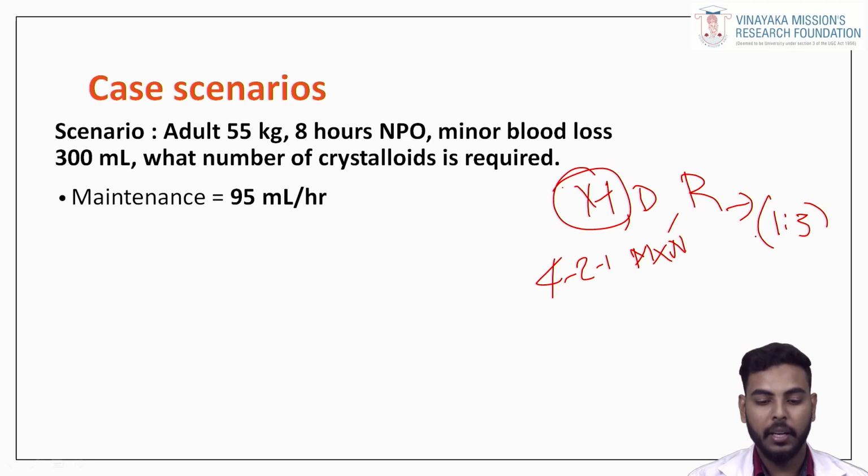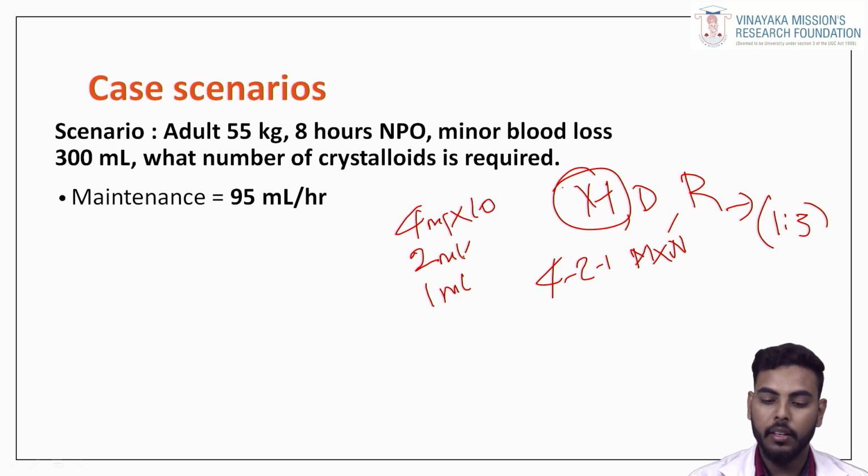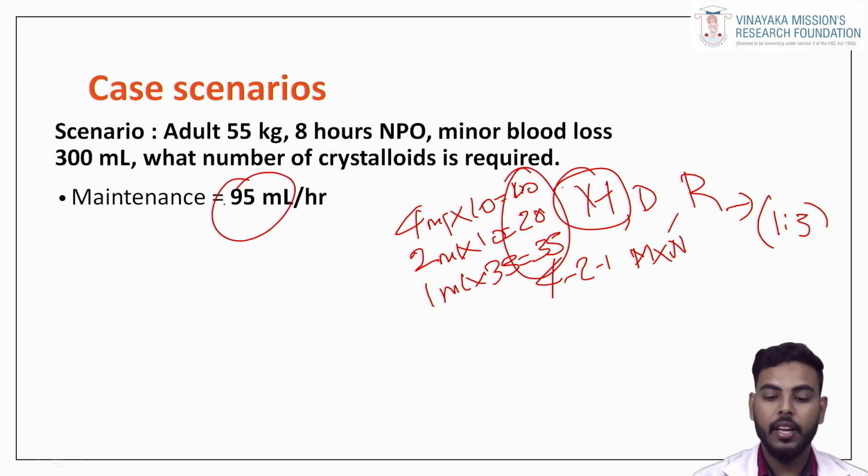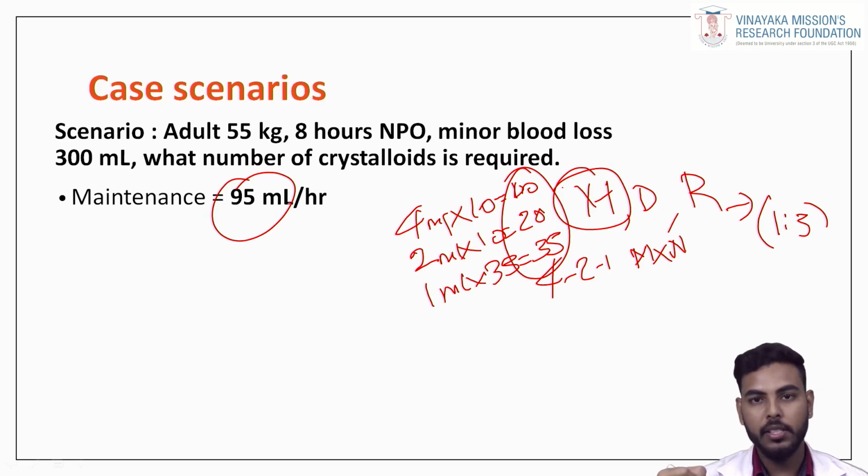First is maintenance. We calculate it similarly: 4 ml, then 2 ml, then 1 ml for a 55 kg patient. So 4 into 10, 2 into 10, and the remaining is 35. So we get 40, 20, then 35. Totally this is 95 ml per hour. That is the maintenance fluid requirement for this patient.